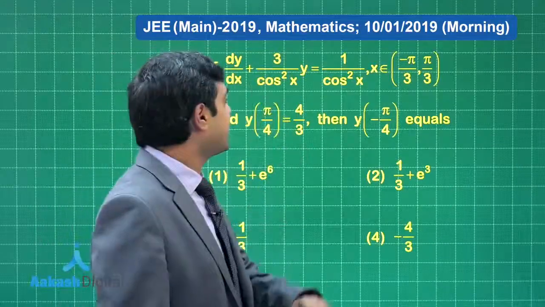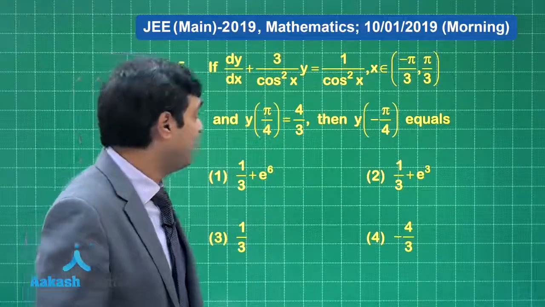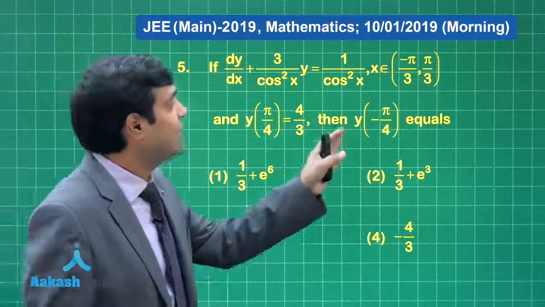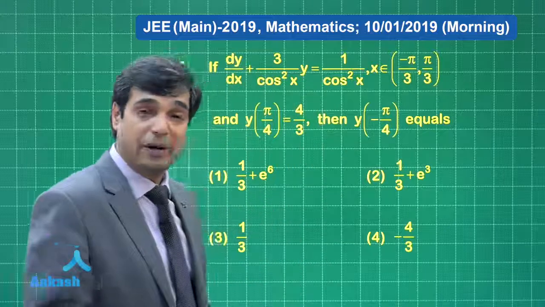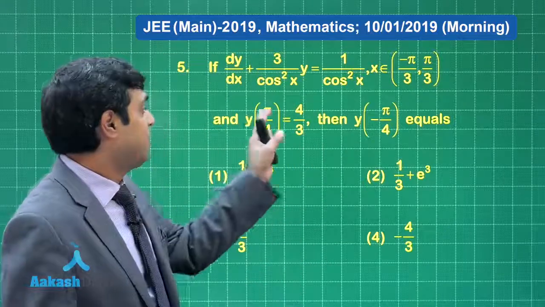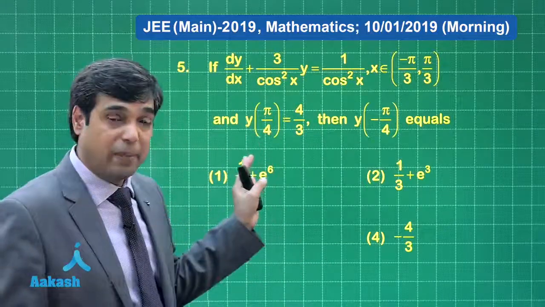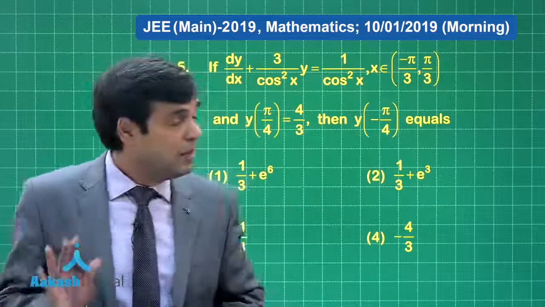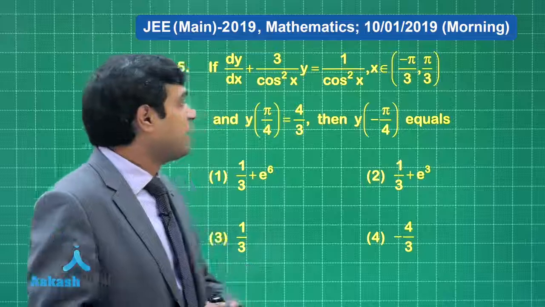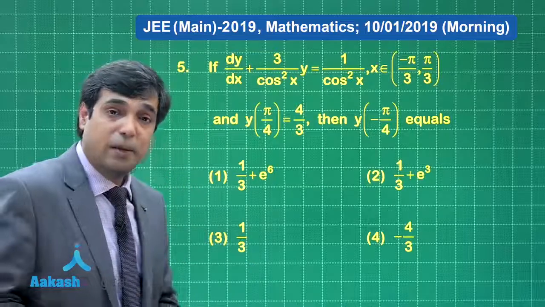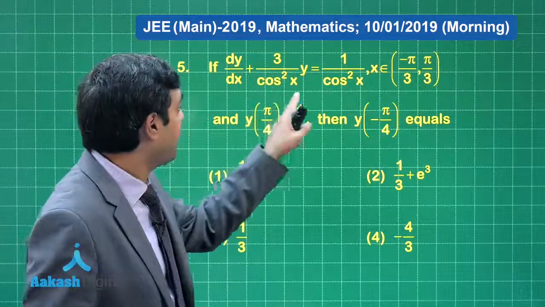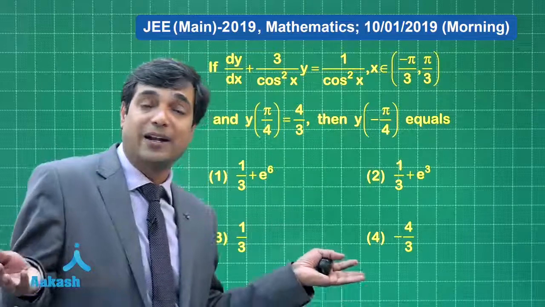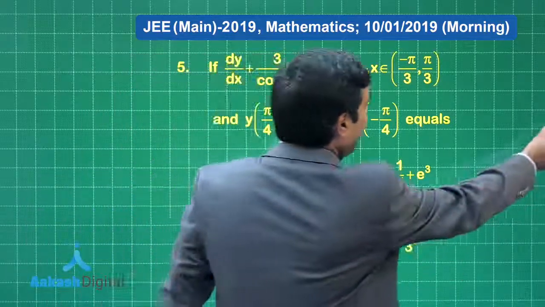If dy by dx plus 3 by cos square x into y equals 1 by cos square x, x is in the interval minus pi by 3 to pi by 3. Also initial value condition is given for y at pi by 4. We have to find y at minus pi by 4. In one go it looks like this is a linear differential equation, but when you see the term 3 by cos square x and 1 by cos square x, it is simply variable separable at this stage itself. So let's start with this question.